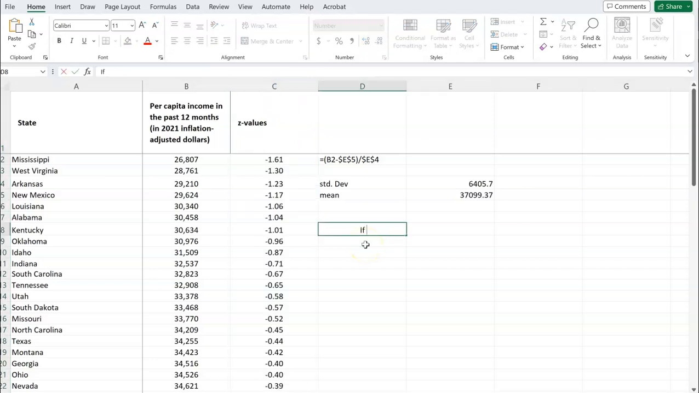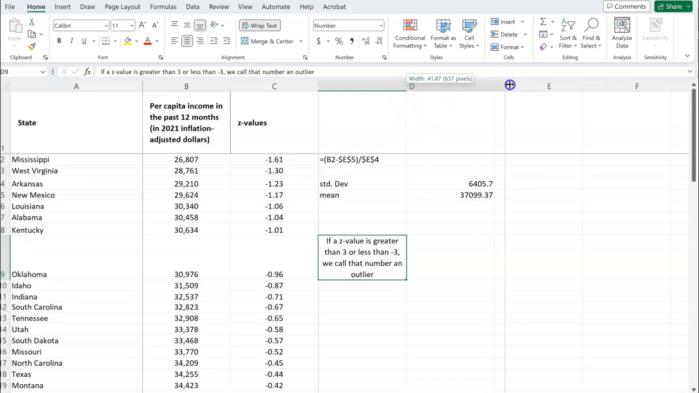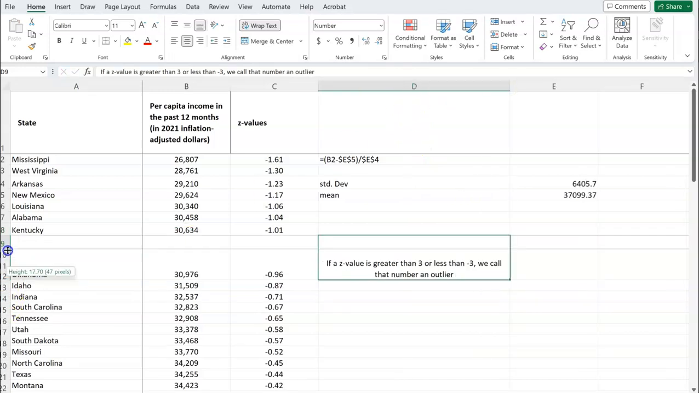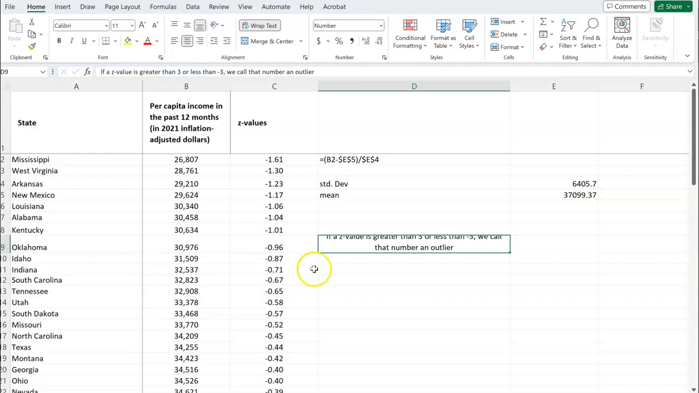If a z-value is greater than 3 or less than -3, we call that number an outlier. So this tells us that if I were to find data that were way out of the normal range, I would see which number is going to be an outlier. And so this is one easy way of finding it.